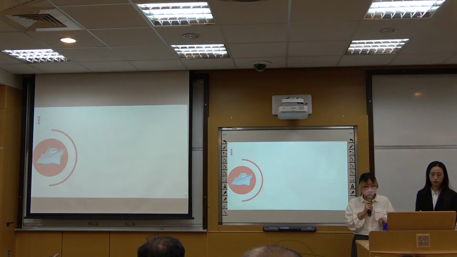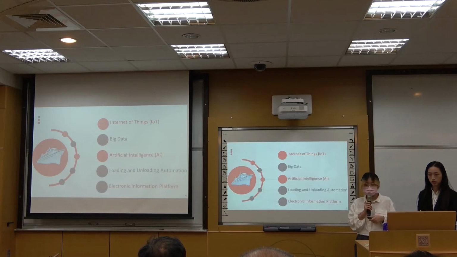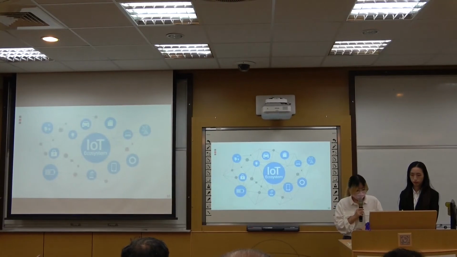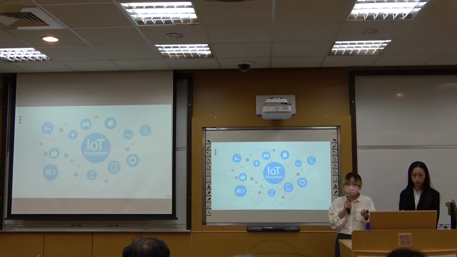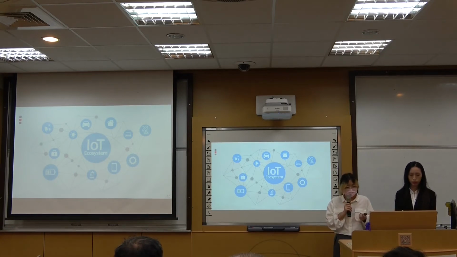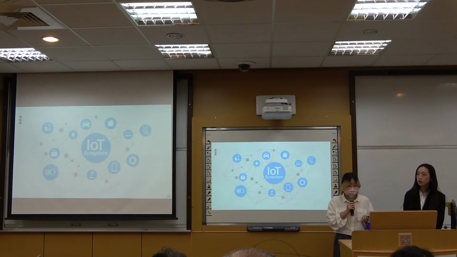The basic technology and application of smart ports can be summarized as IoT, big data, AI, loading and unloading automation, and electronic information platform. Today I chose IoT and AI to talk about in more detail. IoT technology. Typical IoT applications in port production operations and management include container electronic tags, port equipment operations status monitoring, engineering equipment asset management, and smart energy system.